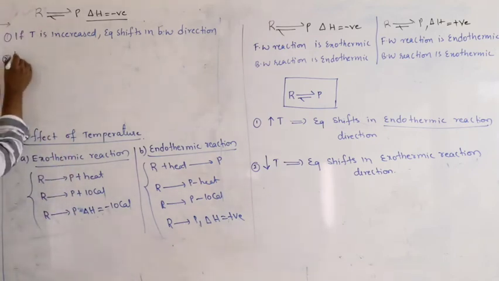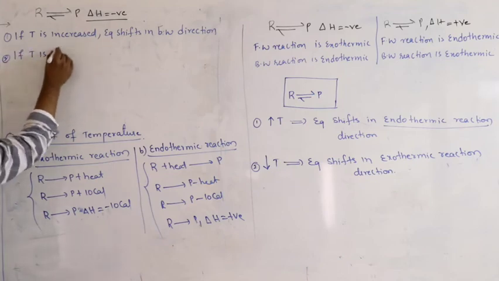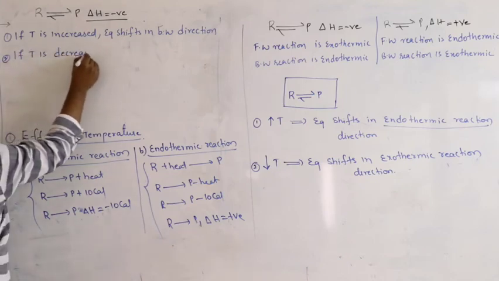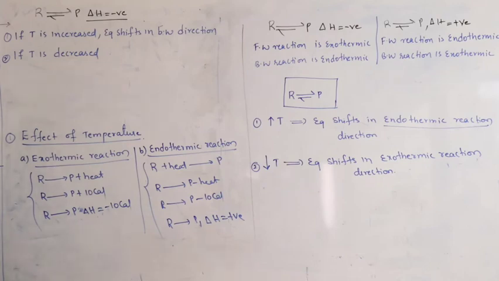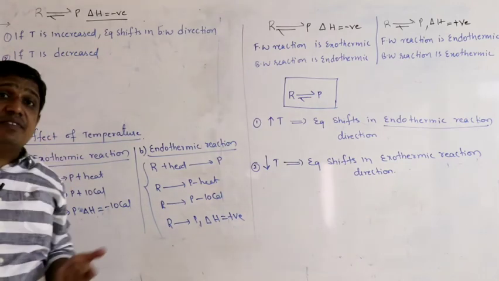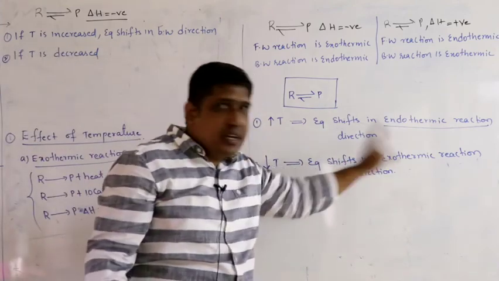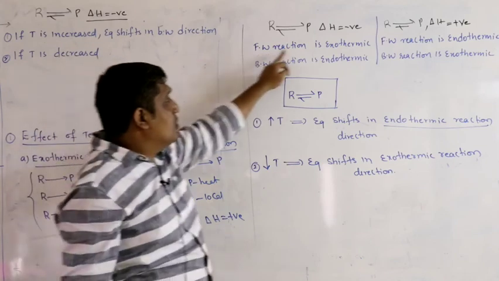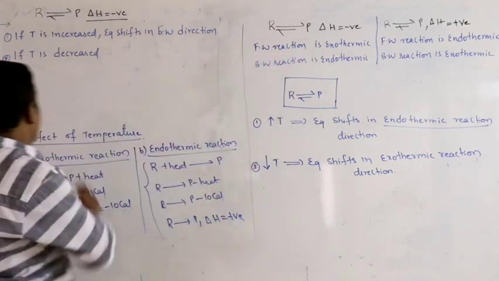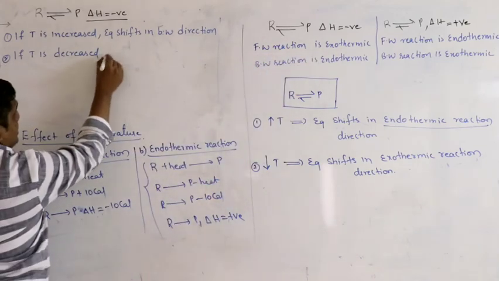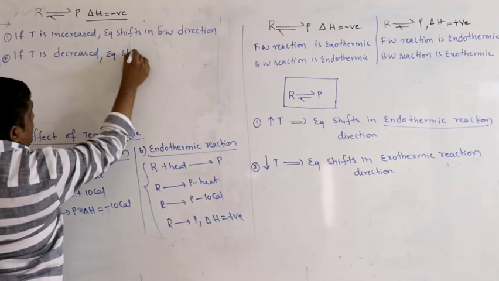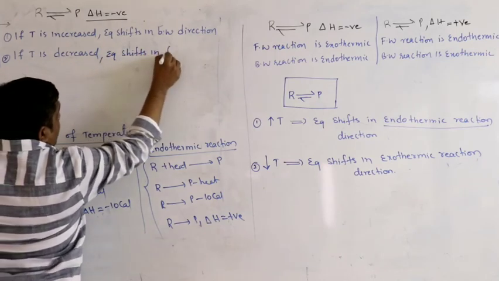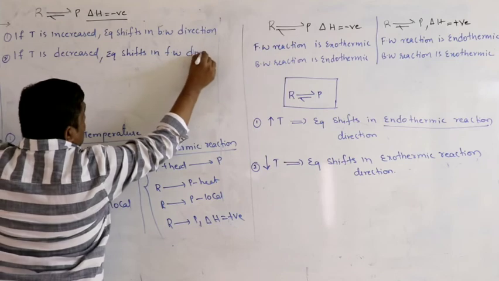Or if temperature is decreased, which reaction is favored? Exothermic reaction. For this reaction, what is exothermic? Forward reaction is exothermic. So if temperature is decreased, equilibrium shifts in the forward direction.